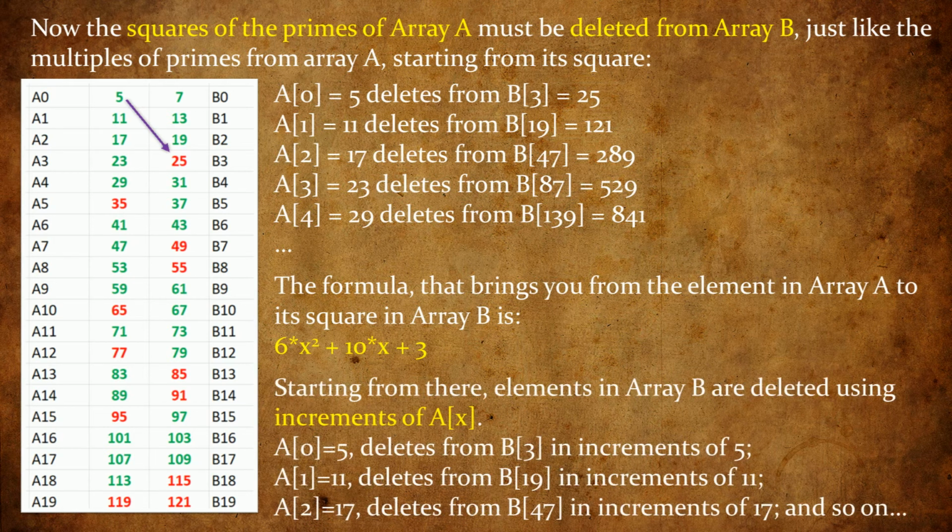Starting from there, the elements in array B are deleted using increments of ax. So element A0 is the 5. It starts deleting from B3 in increments of 5. Element A1 is the 11. It starts deleting from B19 in increments of 11, and so on.